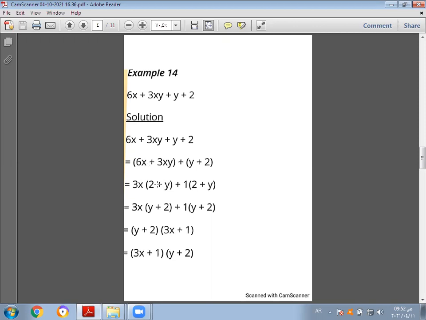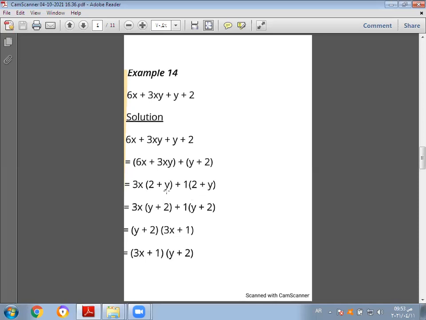Plus, and 3xy divided by 3x: 3 goes with 3, and x with x, the remainder will be y. In the other bracket, y + 2. There is no HCF; this is in simplest form, y + 2. Here we find 2 + y and y + 2. We commute 2 and y because addition is commutative. It will not make any difference. y + 2 is like 2 + y.